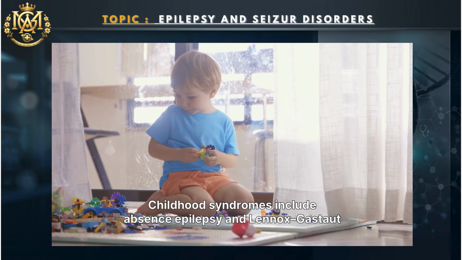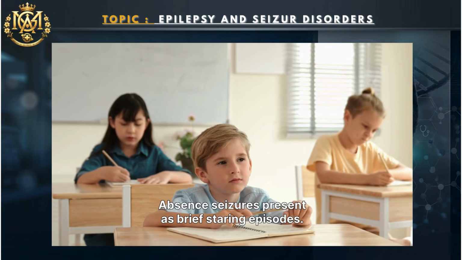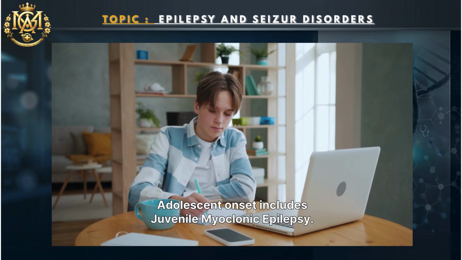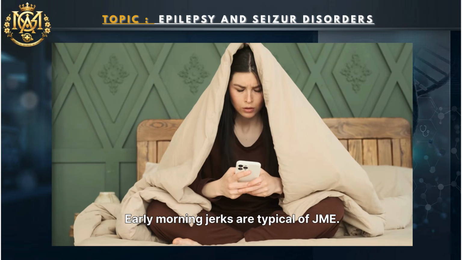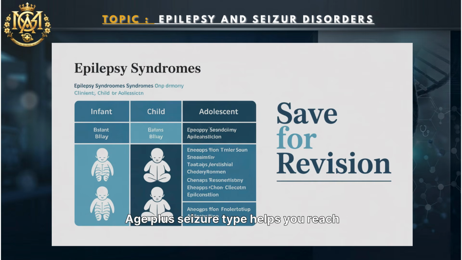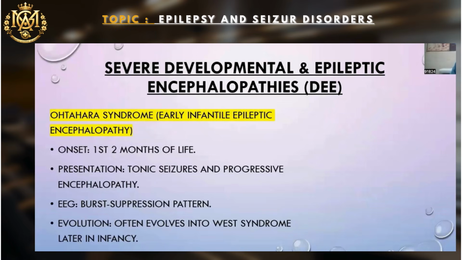Childhood syndromes include absence epilepsy and Lennox-Gastaut syndrome. Absence seizures present as brief staring episodes. Adolescent onset includes juvenile myoclonic epilepsy. Early morning jerks are typical of JME. Age plus seizure type helps you reach the diagnosis. Save this for quick revision. West syndrome has a very poor prognosis.